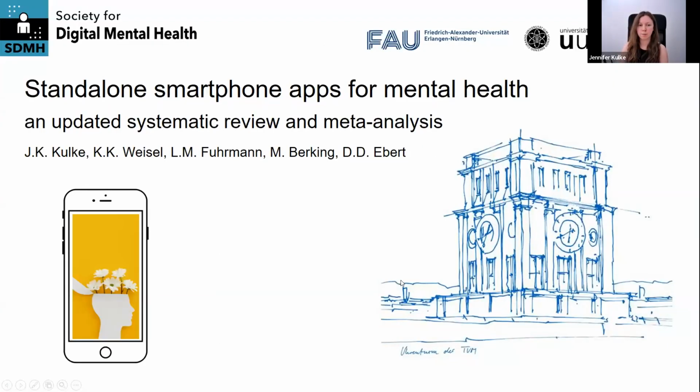So, I'm Jennifer Kulk. I'm a PhD student at Technical University of Munich in Germany. Together with Kiona Weisel, Lukas Fuhrmann, Matthias Berken, and David Ebert, we conducted an updated systematic review and meta-analysis on standalone smartphone apps for mental health.